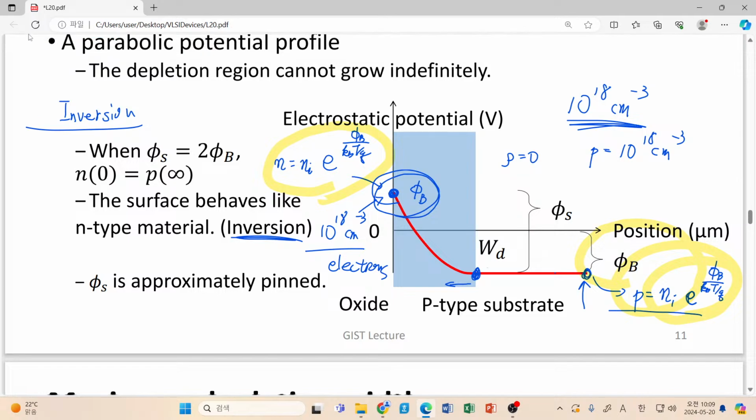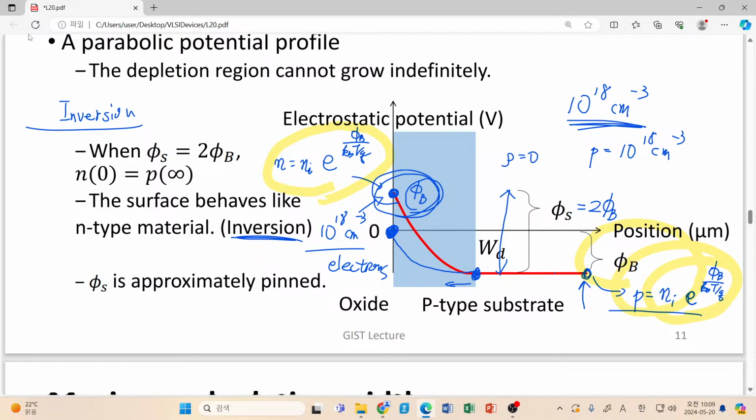In order to get this condition, please note that our surface potential is defined as the difference between our bulk potential and surface potential, and this difference should actually be 2 times phi b. Why do we have 2 times phi b? If we have a surface potential corresponding to 1 phi b, then we will have this form.